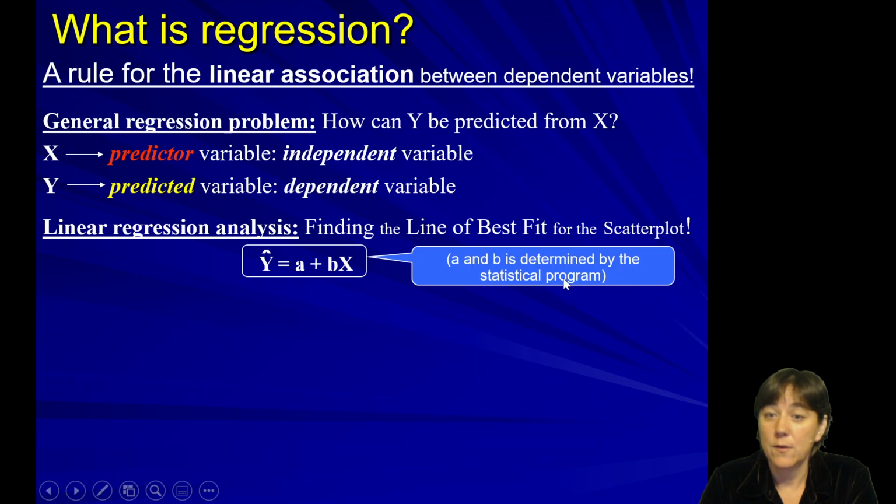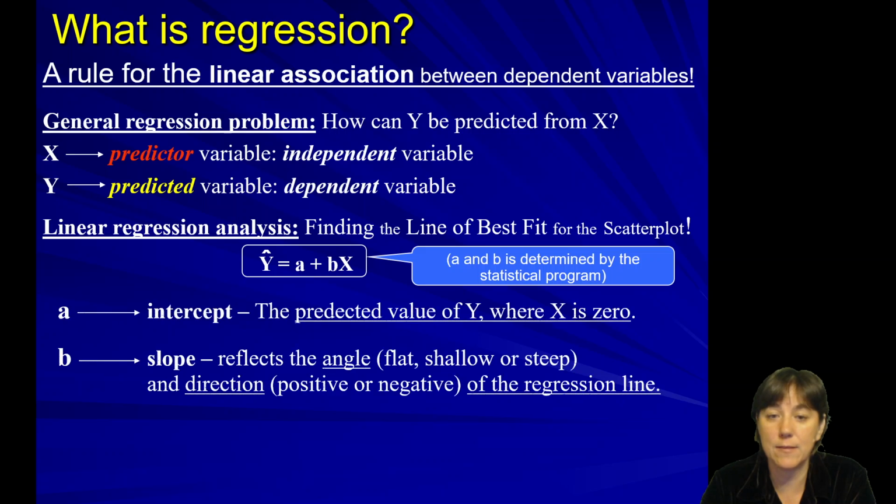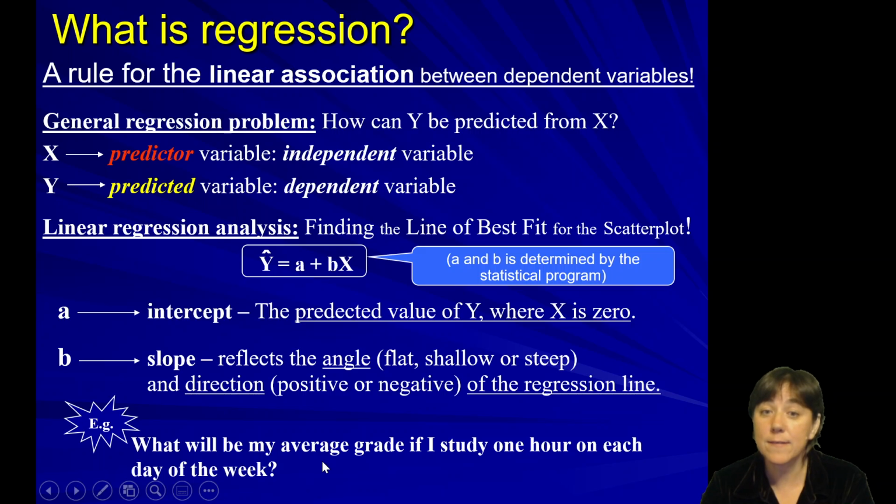So the A and B are determined by the statistical program, and you will get a regression equation determining the line of best fit for each problem. So if you switch up the predictors, you get a different regression equation. You will try that in SPSS or JASP when you're doing this at the practical. So we already talked about A and B. And for example, let's see an example, because that's the easiest way to understand it.